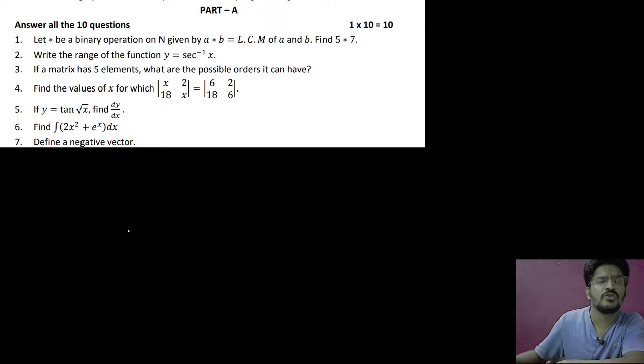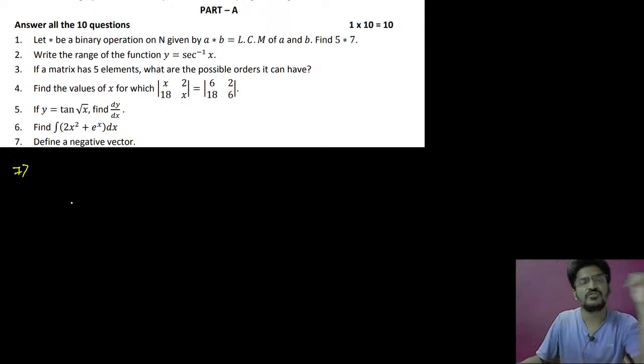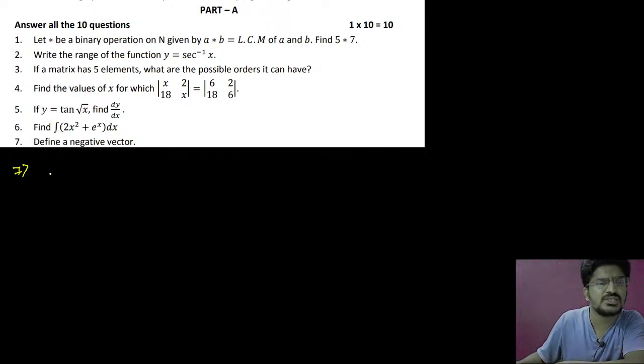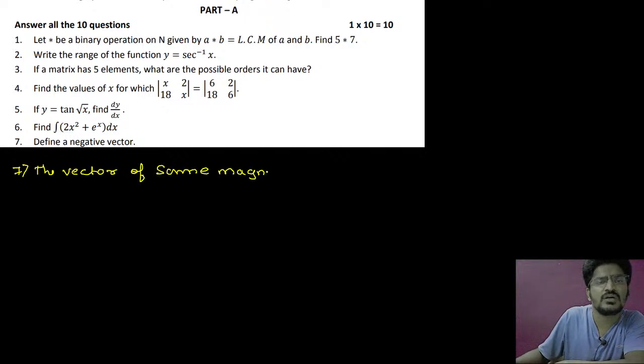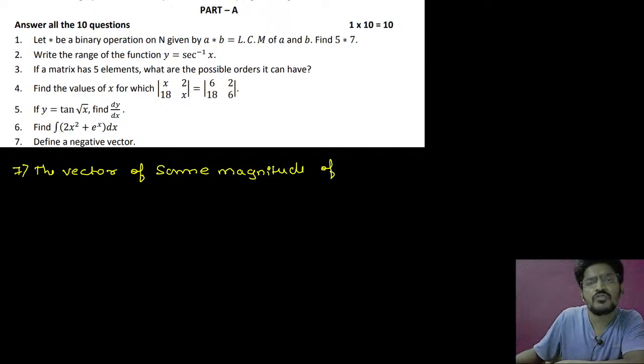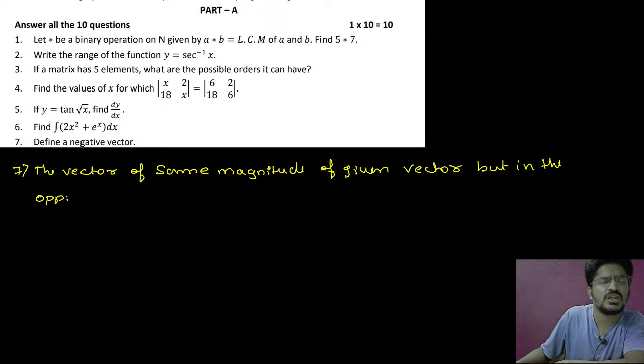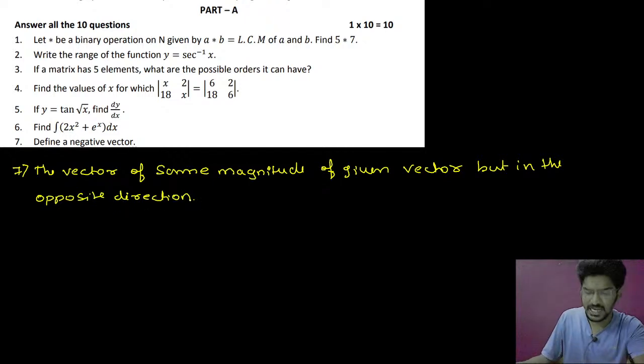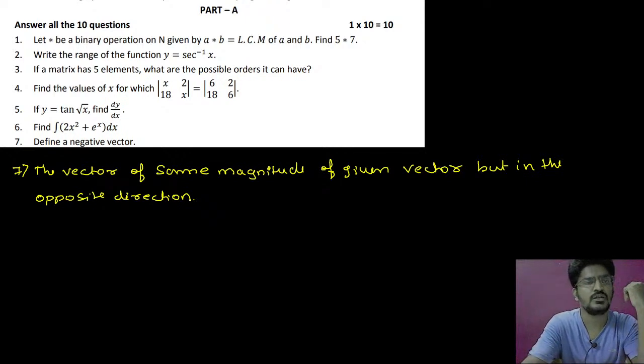Okay, and you go for the 7th problem. What is that? Define a negative vector. Negative vector means, see, the vector of the same magnitude as the given vector but in the opposite direction is called what? Negative vector. Okay, the vector of the same magnitude as the given vector but in the opposite direction is called a negative vector. Very simple definition, no problem.